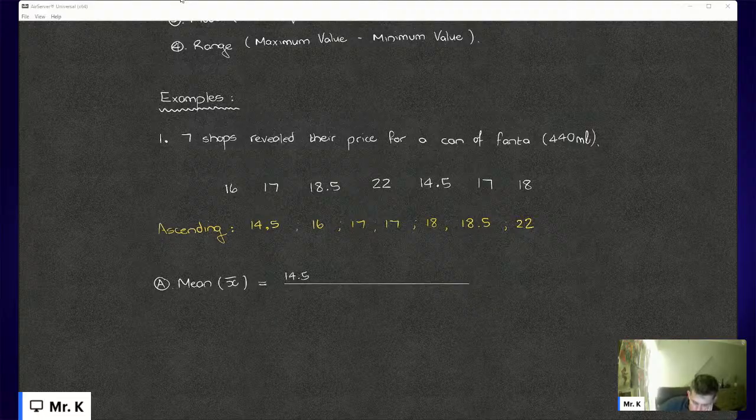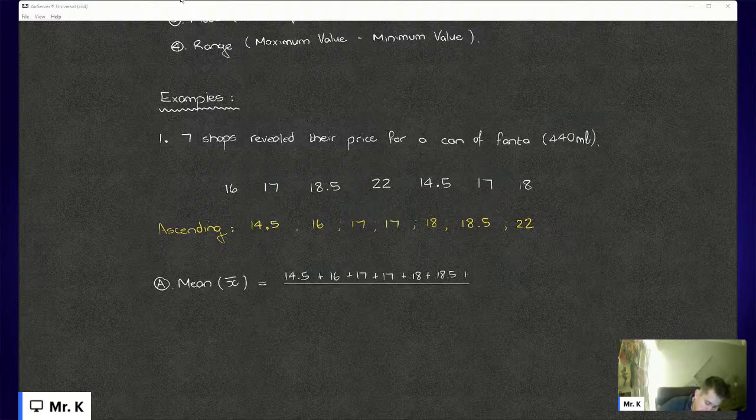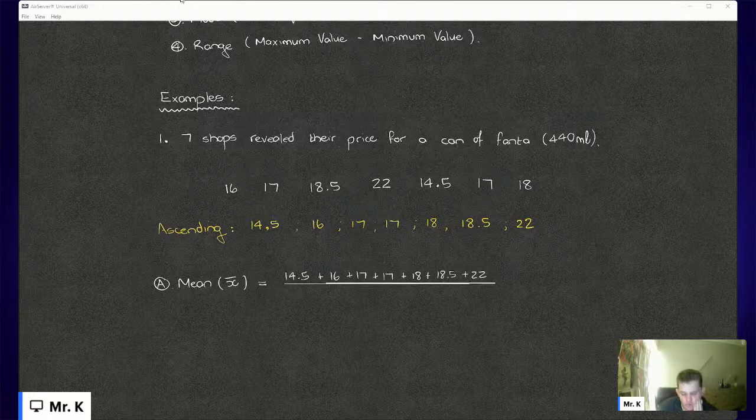So 14.5, 16, 17, 17, 18, 18.5, and 22. It doesn't have to be in order in this calculation. You just have to make sure you have all of the numbers. And we know that there are a total of 7 prices. So we're going to take this number and divide by 7.